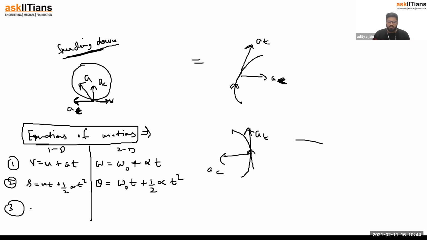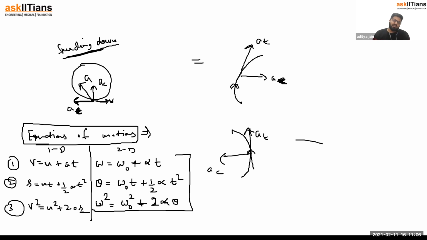What is the third equation of motion? In 1D, it is v square equals u square plus 2as. So in place of final velocity, there is final angular velocity in angular motion or 2D motion. In place of u square, there will be omega naught square plus, in place of acceleration, 2 alpha, angular acceleration, and in place of displacement s we will put theta. So I think you are easily able to convert these equations of motion for two-dimensional or circular motion also: omega equals omega naught plus alpha t; theta equals omega naught t plus half alpha t square; and omega square equals omega naught square plus 2 alpha theta. So these are the basic three equations of motion.